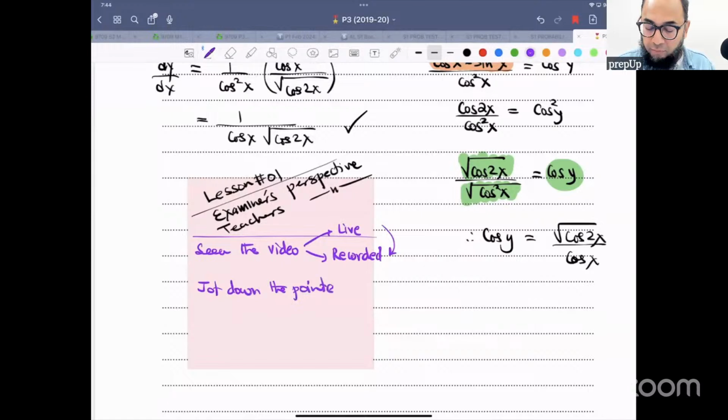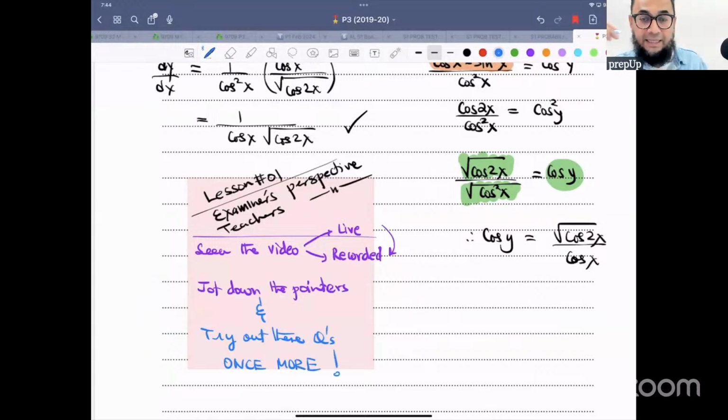And what's the next thing that needs to be done? Try out the question once more. And try out these questions that I'll be doing once more. Unless and until you are ready to go to this extreme length of trying things out, don't expect miracles to occur. This is P3. This is not P1. This is P3. So you have to try everything out in complete detail.